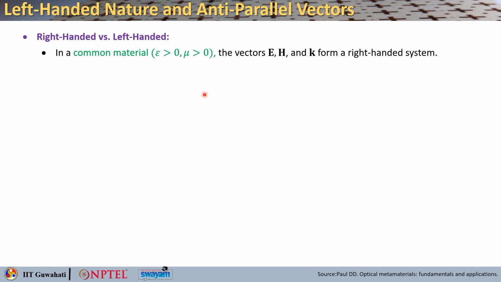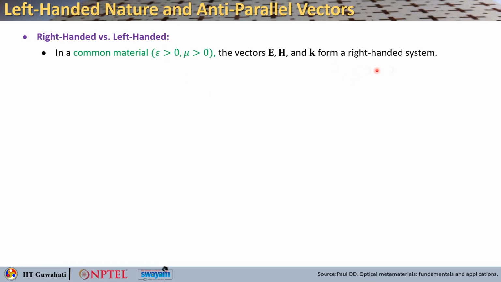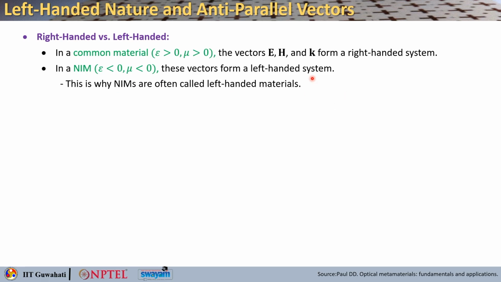In a common material where both permittivity and permeability are positive, the vectors E, H and k form a right-handed system, where the axes are mutually orthogonal. In a negative index material, where both epsilon and mu are negative, these vectors form a left-handed system, and that is why negative index materials are also called left-handed materials.